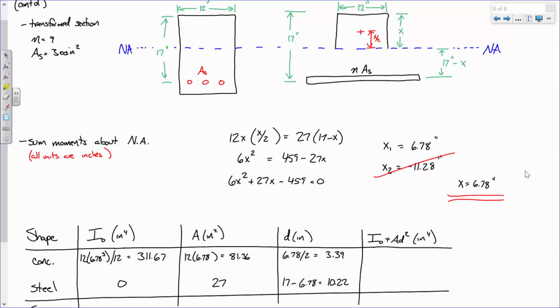So now we've got I plus AD squared, so we can do that for each row. We'll say like 1 decimal place, just to keep it simple. Then I got the first row, so it'll be 311.67 plus 81.6 times 3.39 quantity squared.